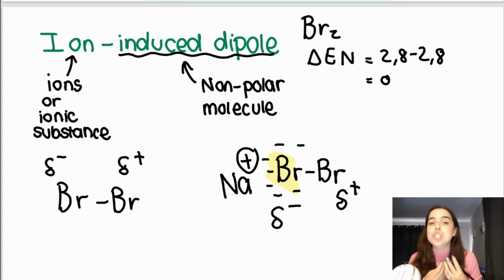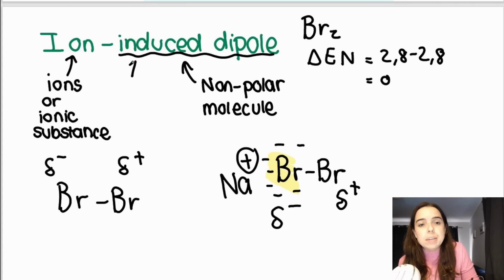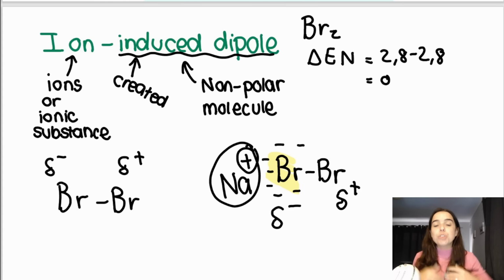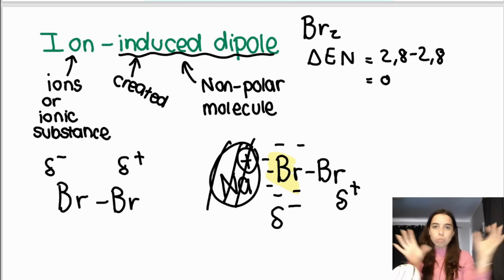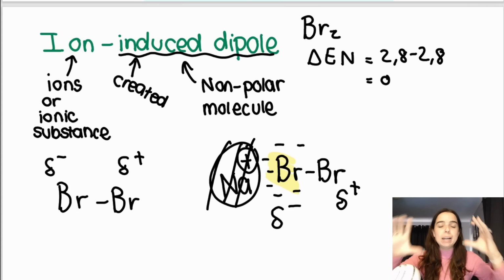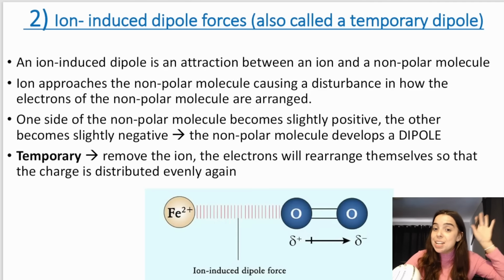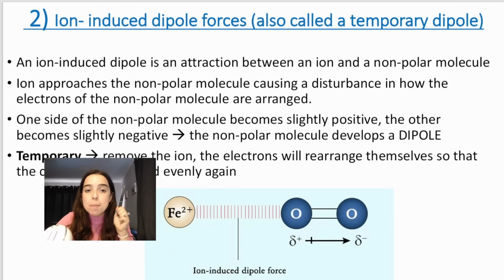It has been induced. The word induced means it has been created, basically. It's been created or brought upon. So because of the sodium ion over here, that created a dipole in my nonpolar molecule, but it's temporary. If the sodium ion moves away, then the electrons will redistribute and it'll become completely nonpolar again with the even charge distribution. So here's a nice summary of what happens, exactly as I've mentioned, and it is temporary.